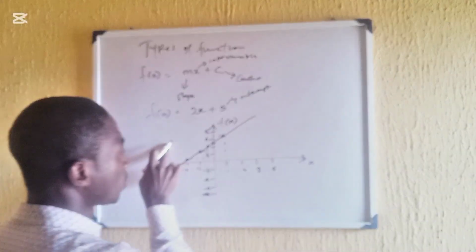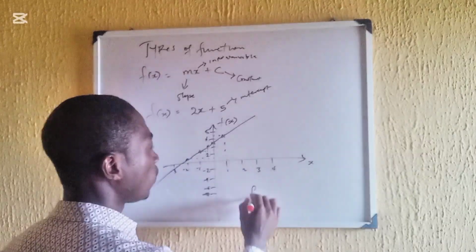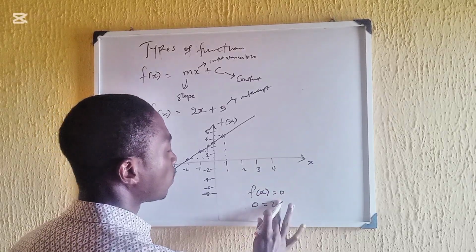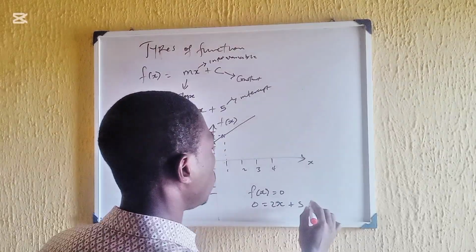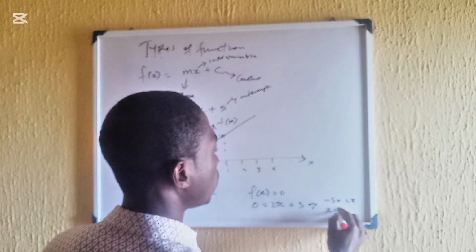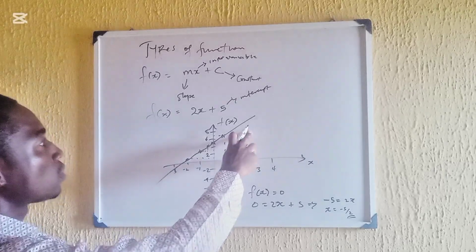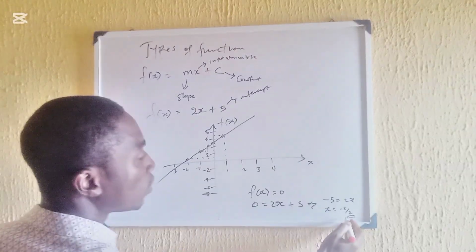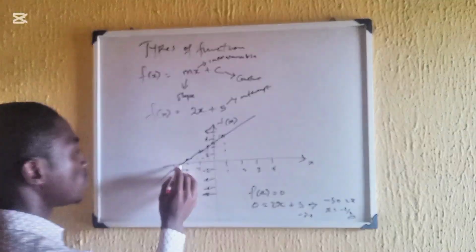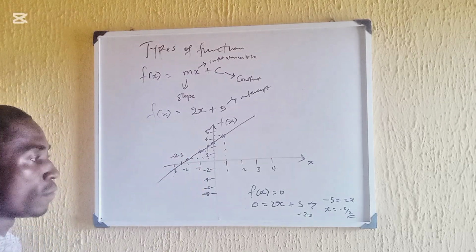To know where it will cut the x-axis, that means at that point f of x is equal to 0. So we'll be having 0 equal to 2x plus 5, which implies that minus 5 is equal to 2x. X is equal to minus 5 over 2. So this graph will cut the x-axis at minus 5 over 2, and that is equal to minus 2.5. You can see this is minus 2, this is minus 3. Here should be minus 2.5.